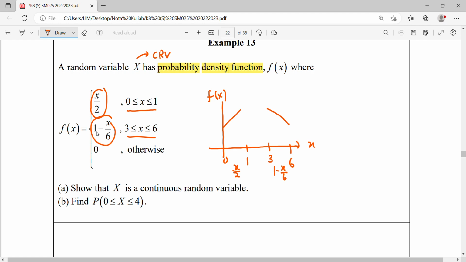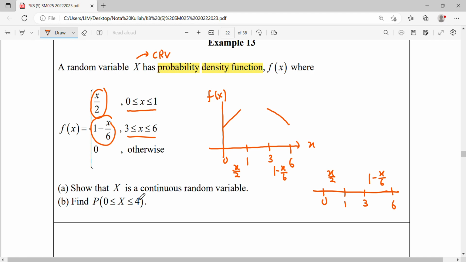Kita buat interval macam ni. 0, 1, 3, 6. Kita catat. 0, 1 ada graf x per 2. 3 sampai 6, 1 tolak x per 6. Ada equal, tak ada equal, penting ke? Adakah dia mengefek kita punya cara kerja? Tak, dia tak efek. Masih lagi kawasan yang sama. Masih lagi tempat probability yang sama. Faham? So, the first one.